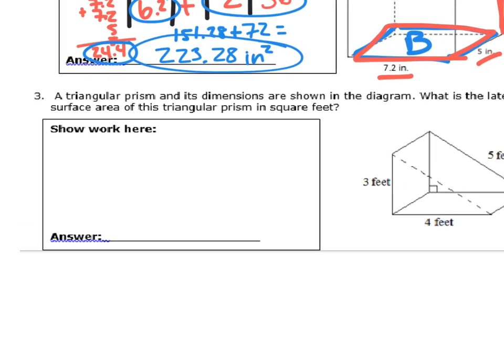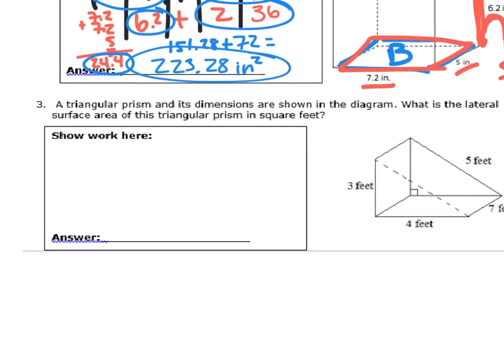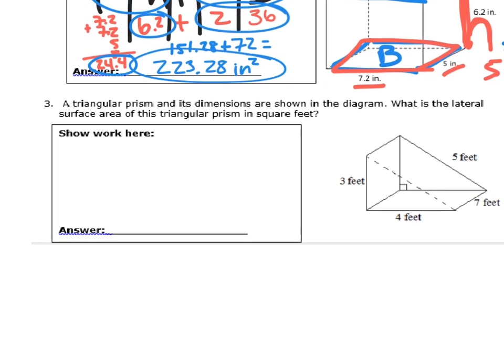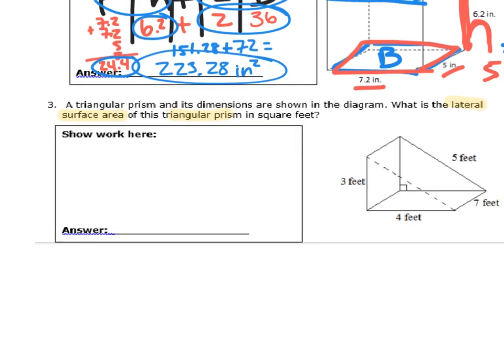Number 3, a triangular prism and its dimensions are shown in the diagram. What is the lateral surface area? So we're going to go ahead and highlight this. Lateral surface area of the triangular prism in square feet.